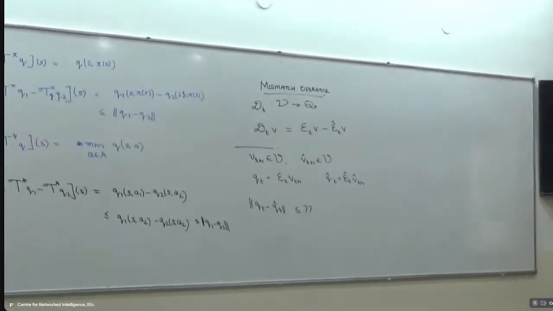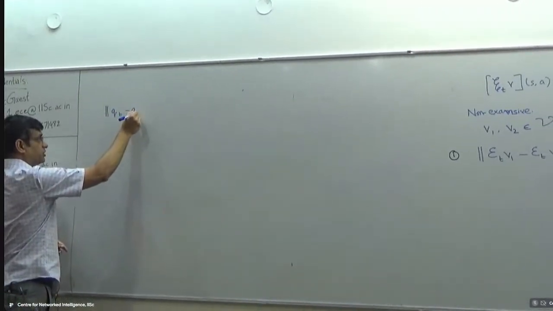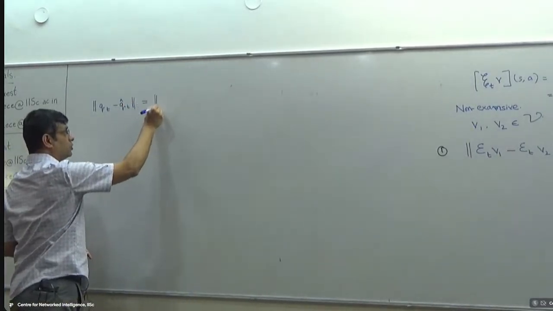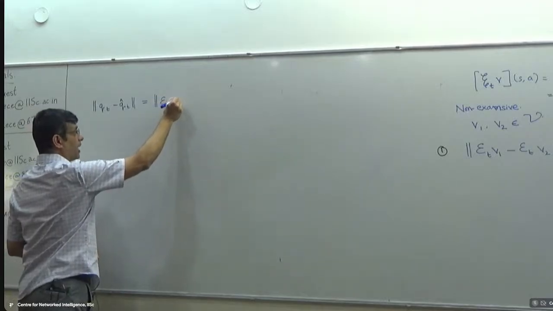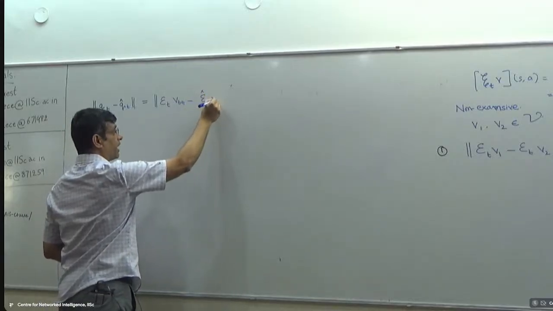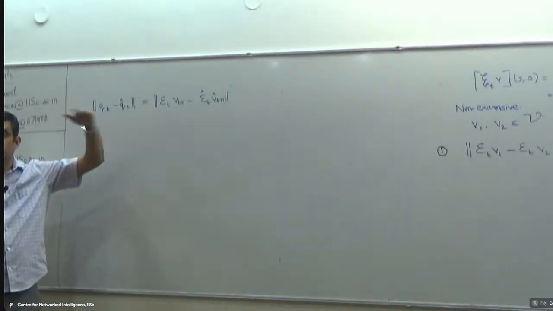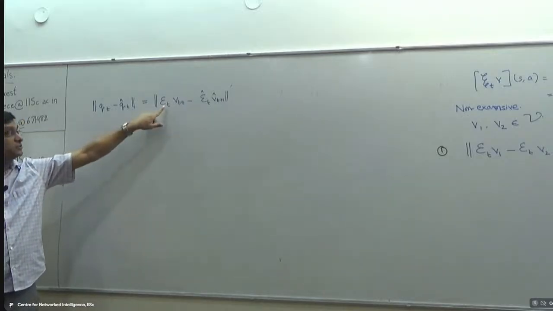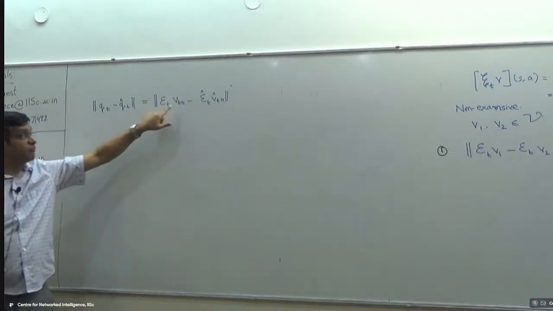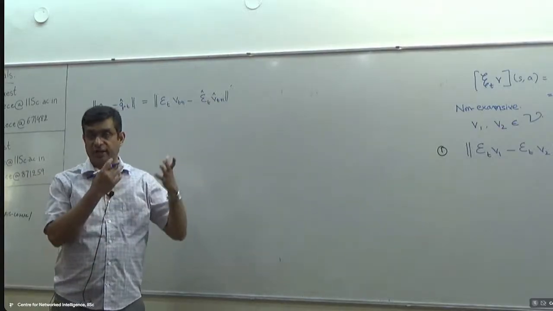So, let me just write things down. Let us look at Q_t minus Q hat_t. This is equal to the environment operator applied on V_{t+1} minus the hat environment operator applied on V hat_{t+1}. I really do not have any ways to compare these, but I know what happens if I had the same operator but different value functions, or what happens if I have different operators but the same value function. That was my mismatch operator.